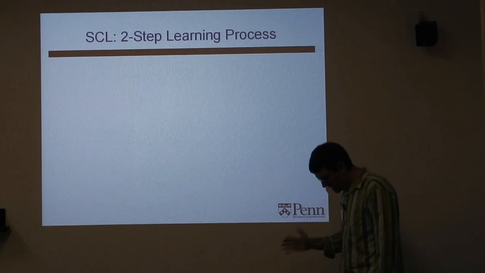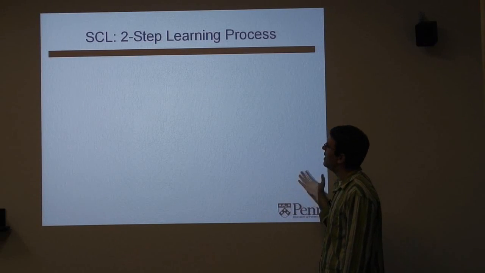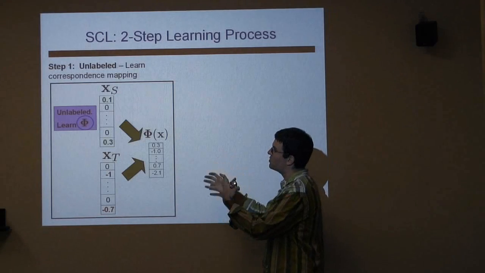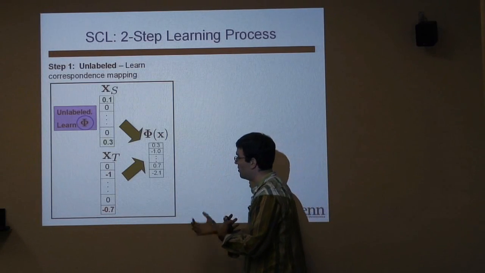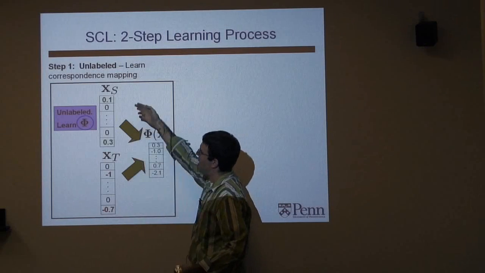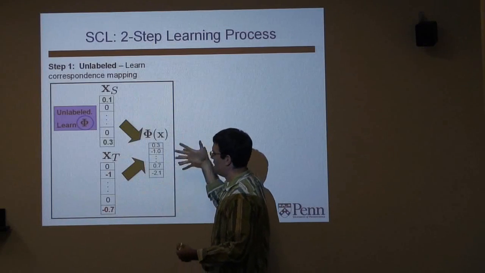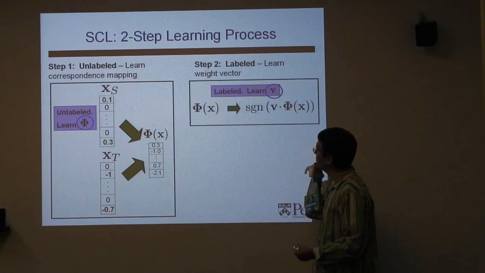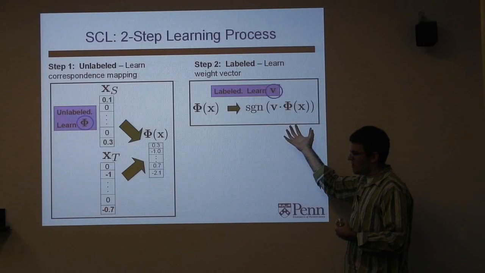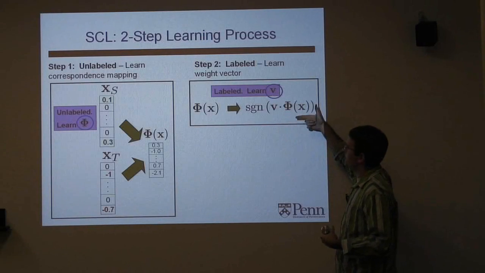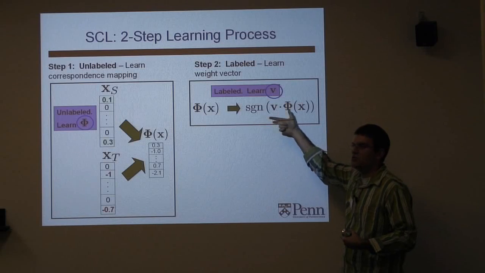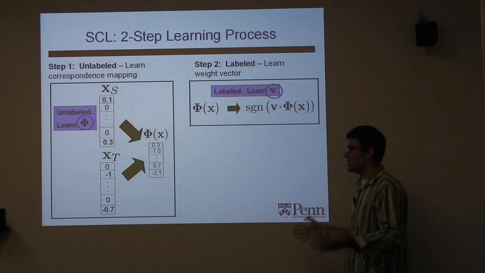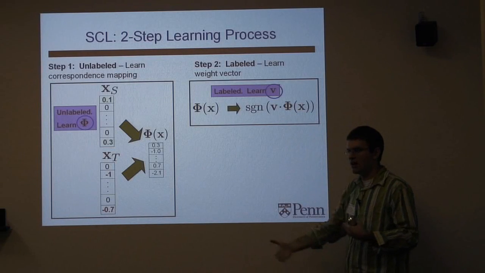Okay, so SCL, as I alluded, is a two-step learning process. In the first step, we get a bunch of unlabeled data from both the source and target domains. The idea is to learn a common shared representation that maps source instances and target instances into the same low-dimensional vector space. Then we're going to simply take this low-dimensional representation and learn features for that to do good classification. So phi now provides us with a bunch of new features, and we're just going to learn weights on those features to do our classification.